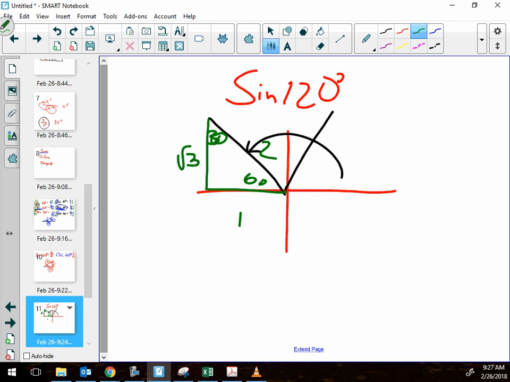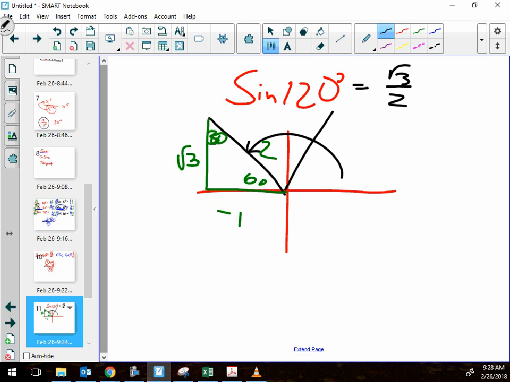And the most common mistake in circle trig: there's a negative right there. Now, did it matter in this case? No, because sine happens to be positive in this quadrant. All right. Sine is opposite over hypotenuse. And therefore, opposite side, root 3 over 2. And there's my answer, root 3 over 2.